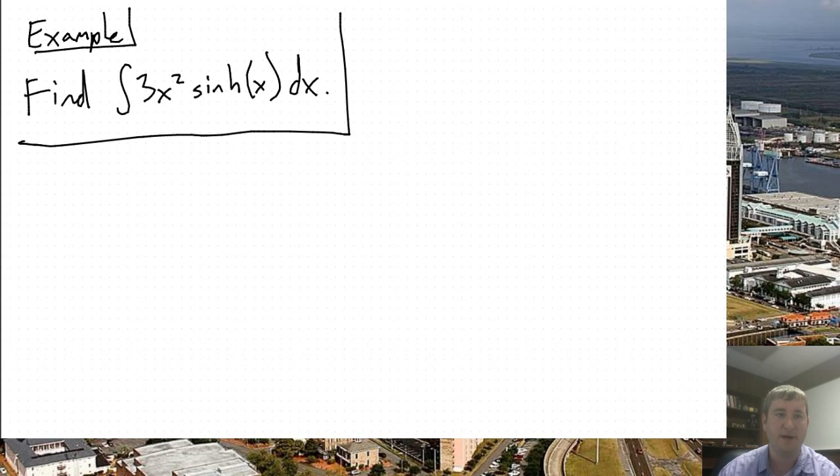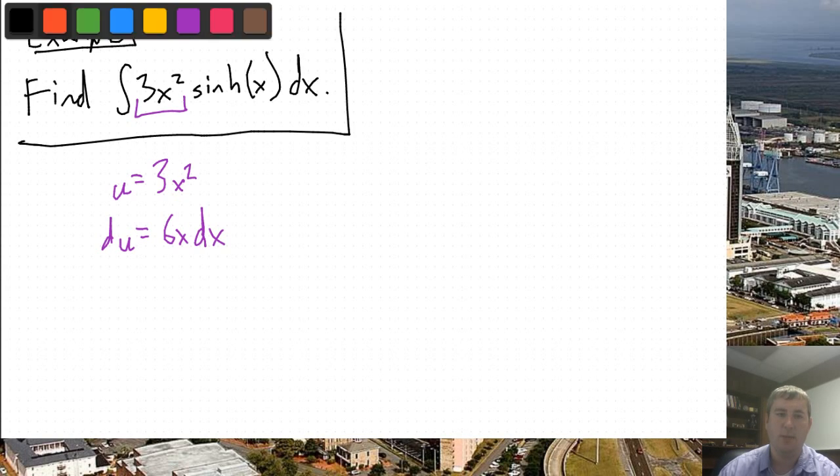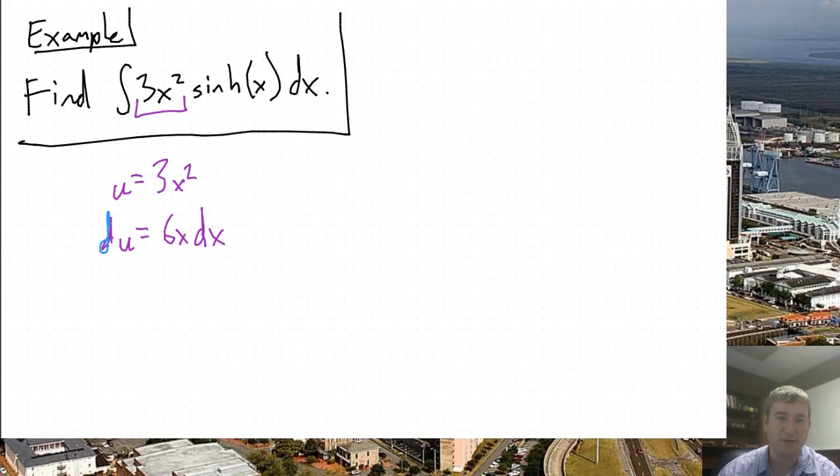I'm going to identify two things, and the problem is set up very nicely for me, where I've got a 3x squared, which I can take the derivative of. That's my u. And the derivative will be 6x dx. Now notice that I could also take the integral of 3x squared, but I chose not to do that because if I took its integral, I'd get x cubed, and that actually is more complicated. And whenever you're doing integration by parts, the key is to make sure it gets simpler with each round.